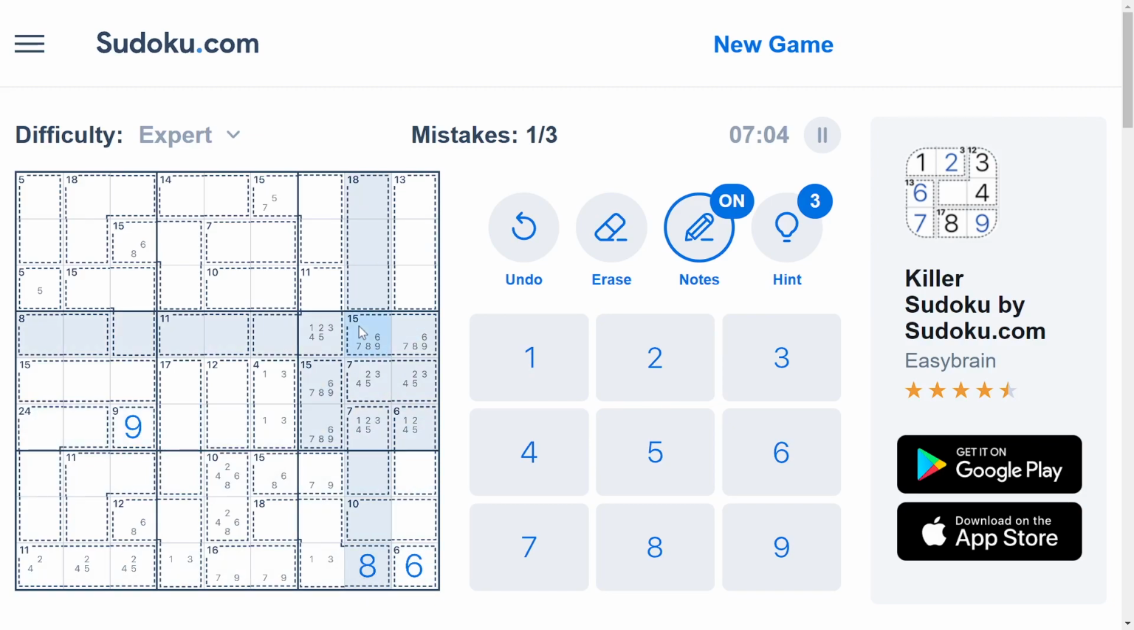We're going to narrow this down a little more. The 8 can't be here, so the 7 can't be here. The 6 can't be here, so the 9 can't be here. The 9 can't be here, so the 6 can't be here. Okay.